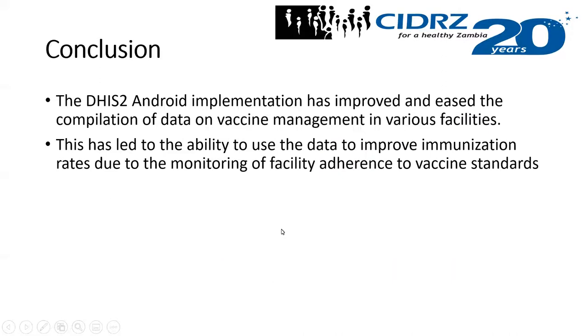So in conclusion, the DHIS2 Android implementation has improved and eased the compilation of data on vaccine management in various facilities, because it has streamlined how the data is collected. And this has led to the ability to use the data to improve immunization rates due to the monitoring of facility adherence to the vaccine checklist.